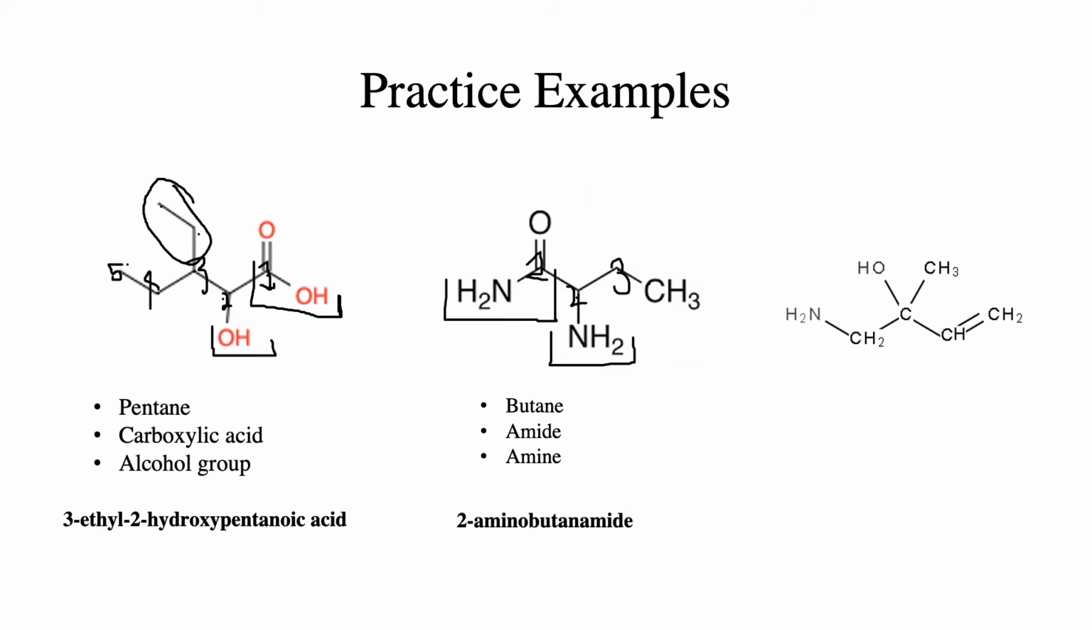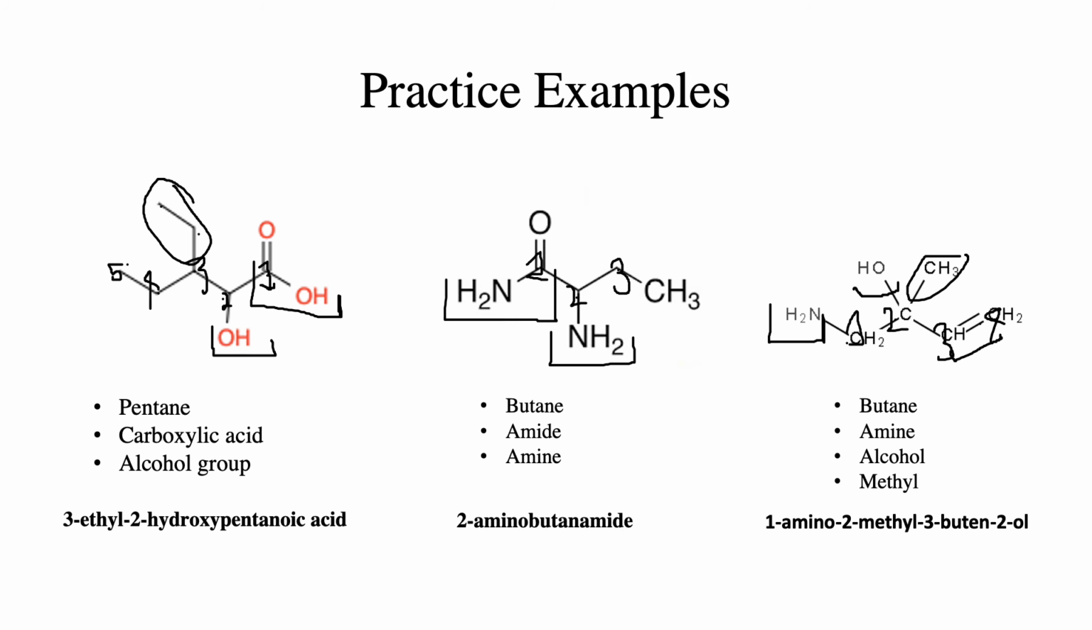Moving on to our last one here, we're going to count it out. 1, 2, 3, 4. It seems to be our longest, so we're going to have butane. And now we're going to identify our groups. Here we can see that we have an amino group. Here we have an alcohol. Here a methyl group. And then here a double bond. Numbering them so that we get the lowest number for the amine, which is our highest precedence, it's going to be 1, 2, 3, 4. And we're going to get the name 1-amino-2-methylbut-3-en-2-ol.